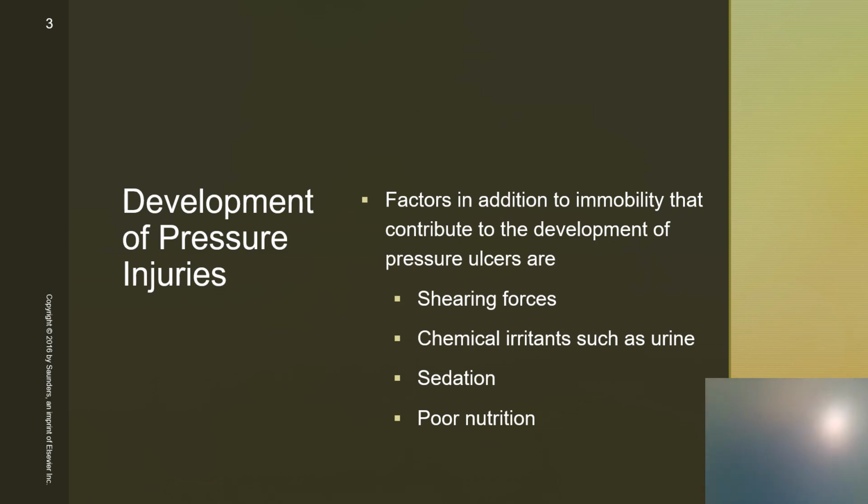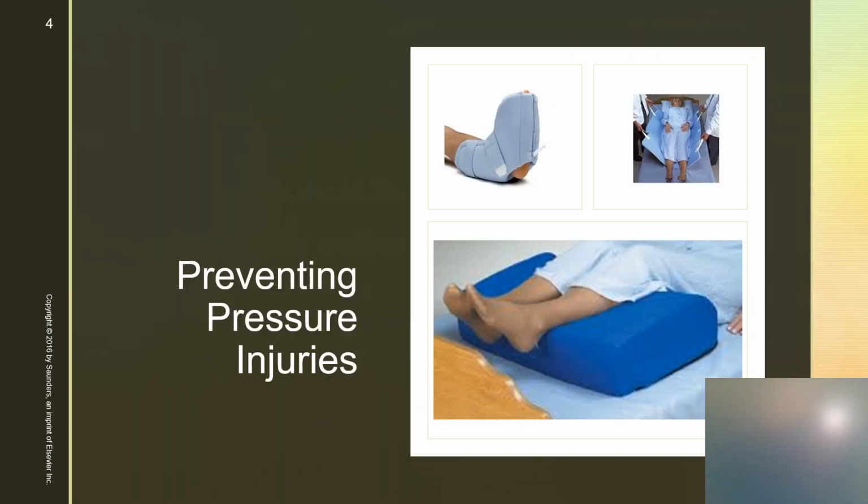So factors that contribute to the development of pressure ulcers or injuries, in addition to immobility, will be shearing forces, chemical irritants such as urine, sedation, and poor nutrition. Pressure injuries can occur within 1 or 2 hours in people that have healthy skin and adequate circulation. To prevent pressure injuries, it's important to identify those clients that will be at risk.